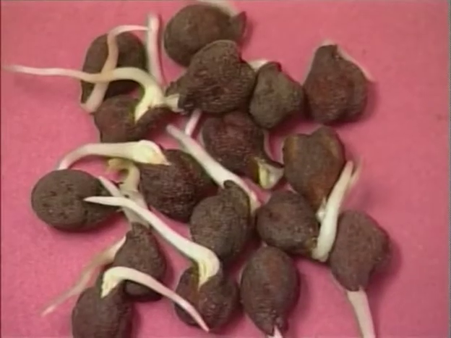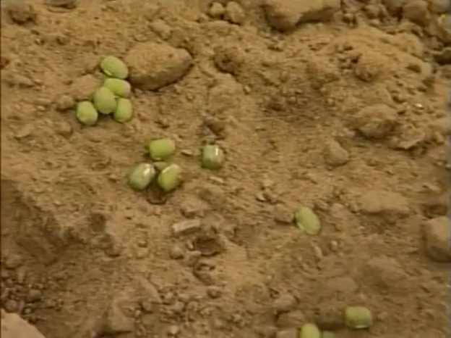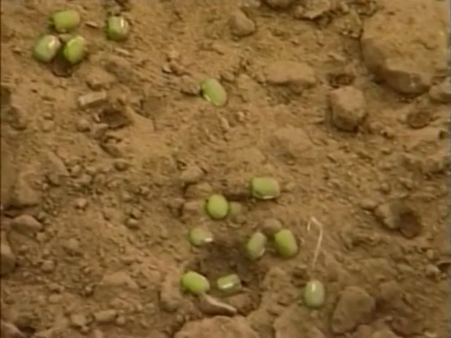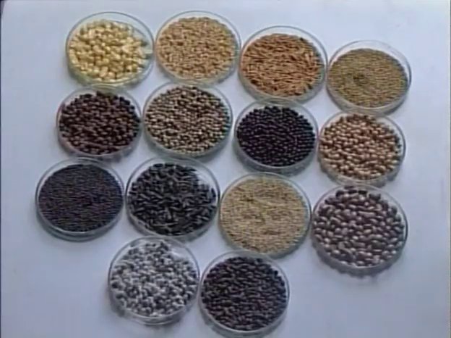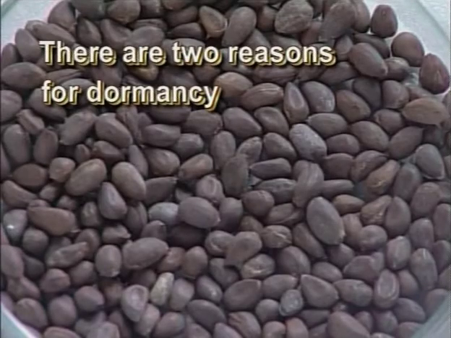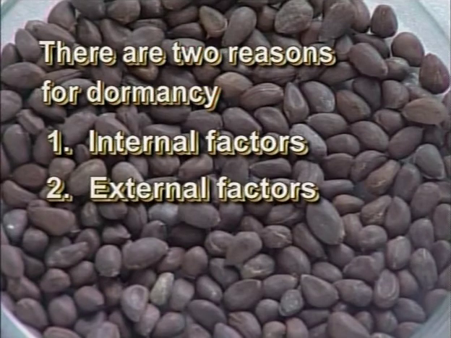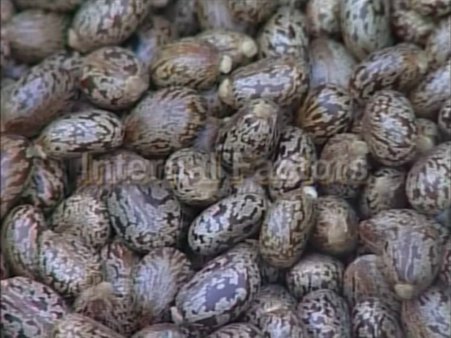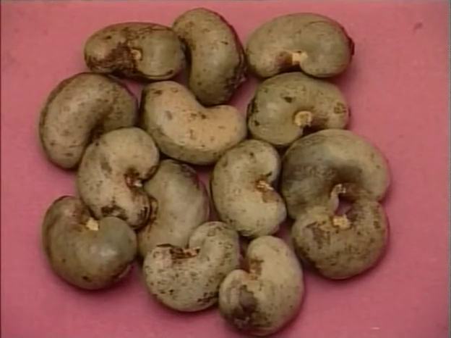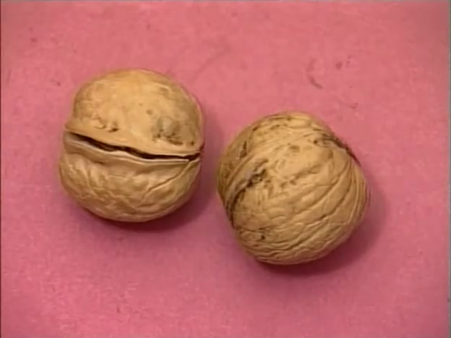In millet and gram, the germination starts after the formation of the seed. But some seeds remain in the dormancy state even on the land as they wait for the favorable conditions. There are two reasons for dormancy. Number 1, internal factors. Number 2, external factors. Internal factors: in some seeds, due to hard seed coat, complete embryo development does not take place, resulting in dormancy.